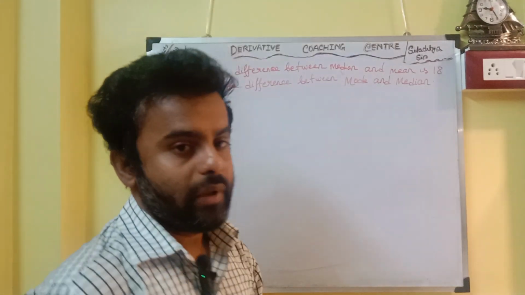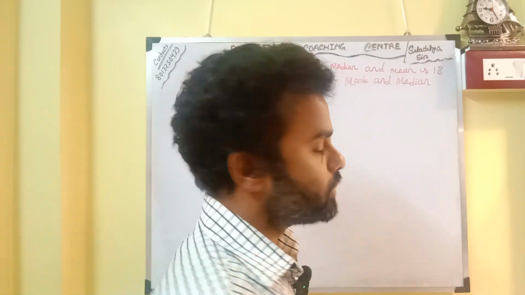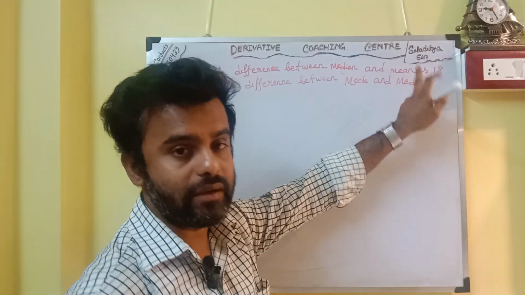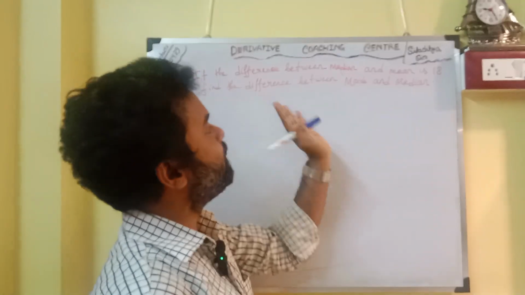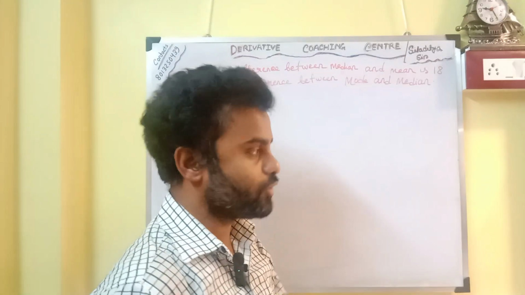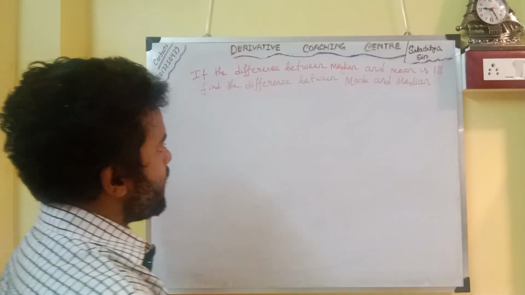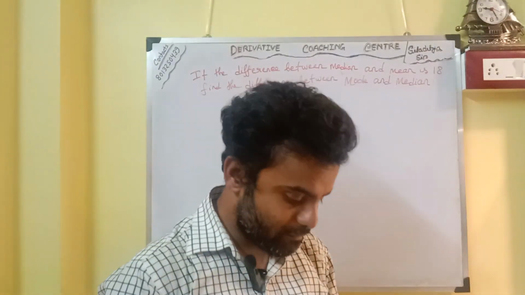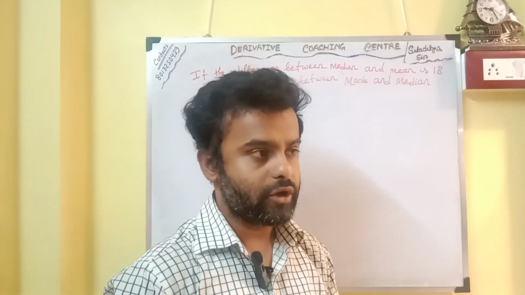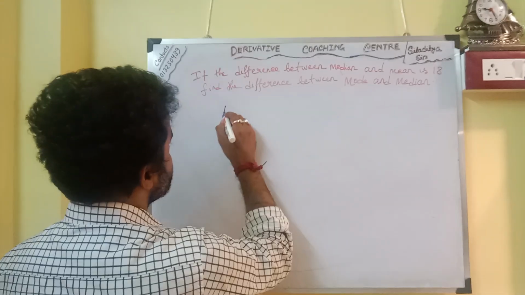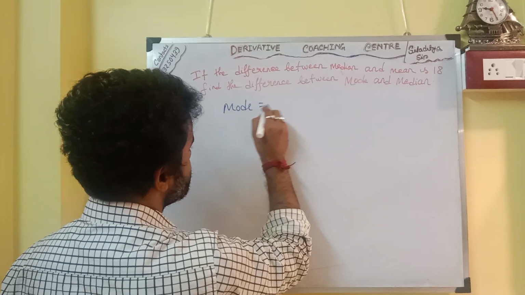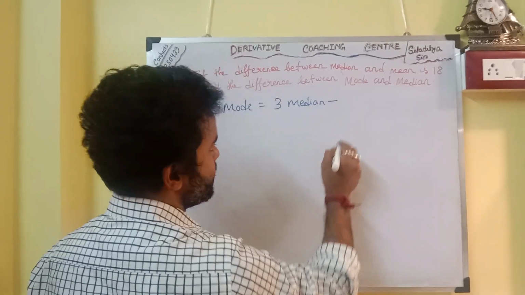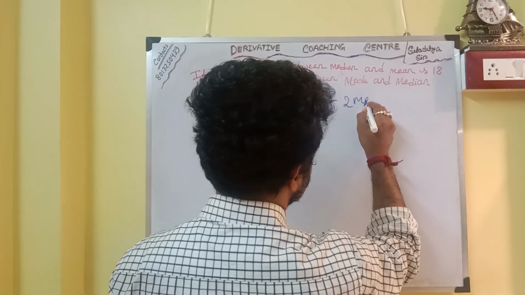Now this is another problem, and this problem is from your statistics portion. If the difference between the median and mean is 18, find the difference between mode and median. It is a short question, and you have to know the relation between mode, median and mean. So you know already that mode equal to 3 into median minus 2 into mean.